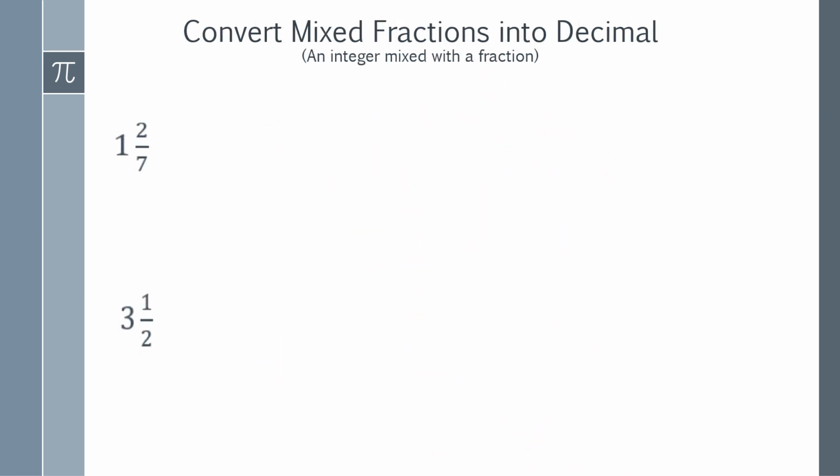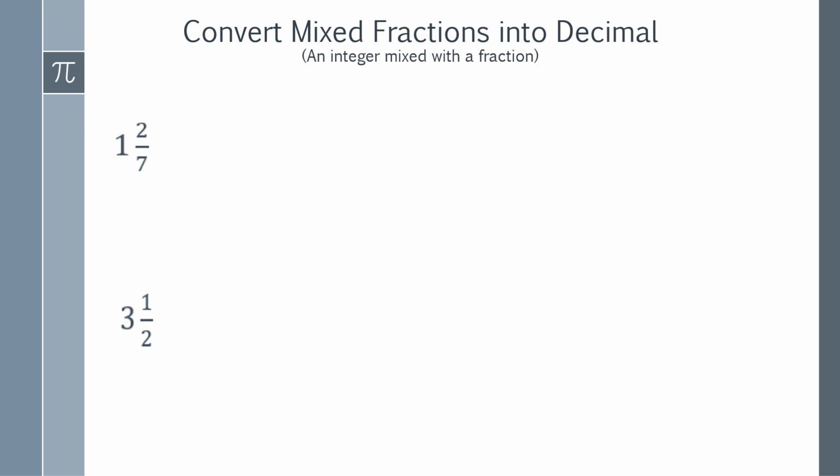Our last example we're going to go over is converting a mixed fraction into a decimal. Now, a mixed fraction is where you have an integer mixed with a fraction. So in our first example, the integer number is the number 1. The fraction is 2 over 7. And then we have 3 and 1 over 2. The 3 is the integer, and the 1/2 is the fraction.